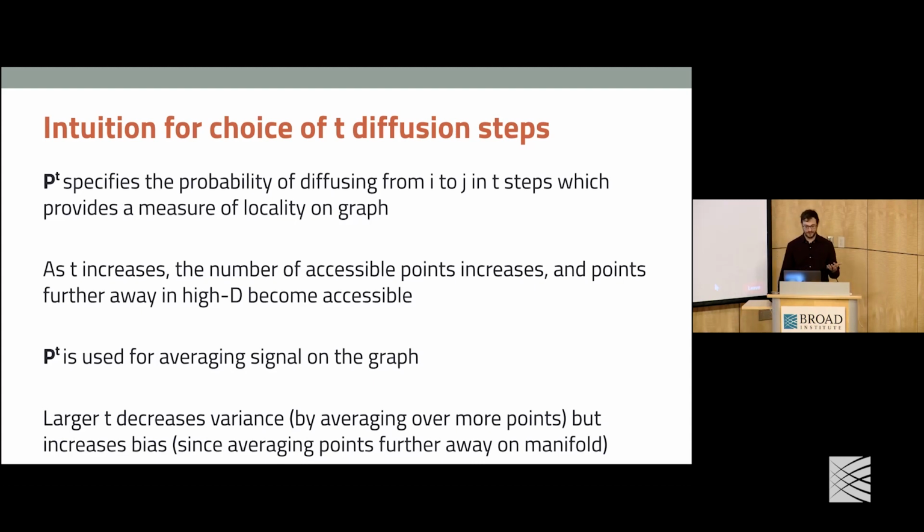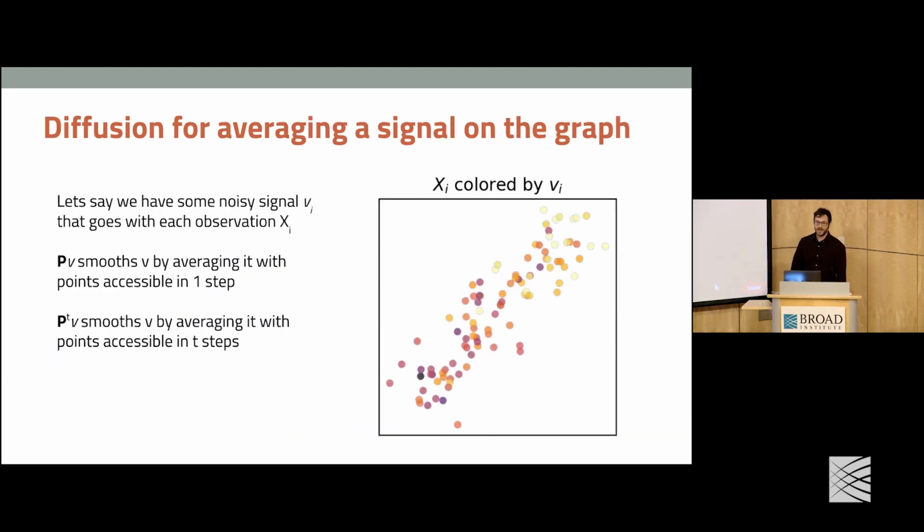I'll show some examples of diffusion for different values of t. And I think the intuition for a choice of t is about decreasing variance versus increasing bias by incorporating points that are further away. In practice, one of the main uses of diffusion is for averaging signal on the graph. So let's say we have some noisy signal v that goes with each observation xi. I've colored each point here by this noisy signal vi.